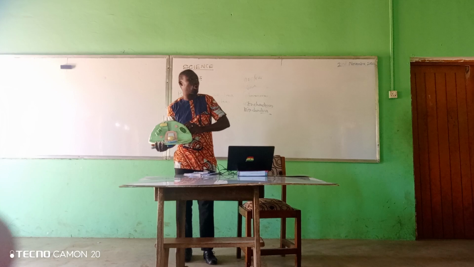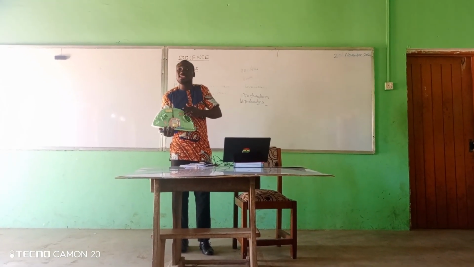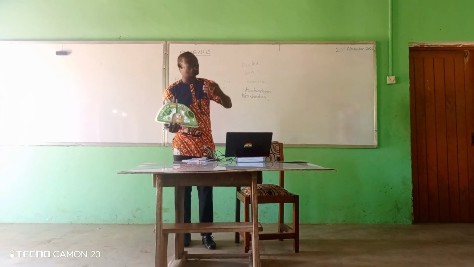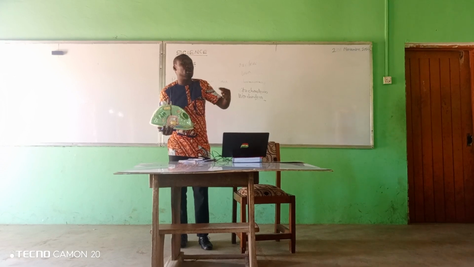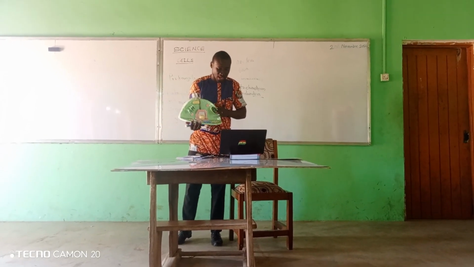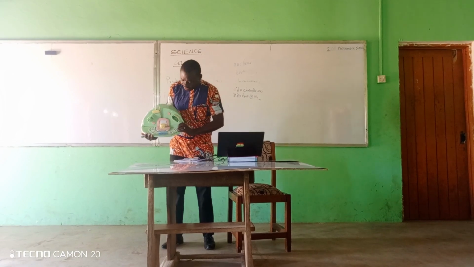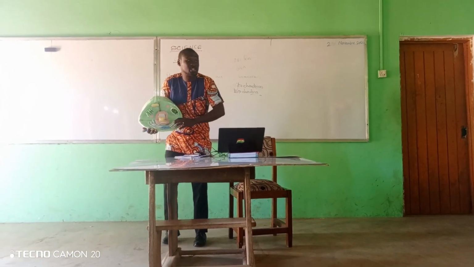Because of the activity in the cell, energy is needed, and that activity is successful. It is the work of the mitochondria to break down that particular energy. Now, with that, you see, we have some other structures here.